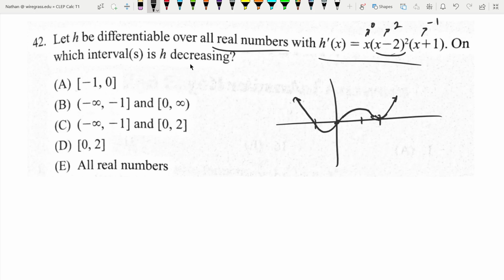So when is it decreasing? That's when the function's derivative is negative. That happens only on this interval here. That's going to be from -1 to 0.